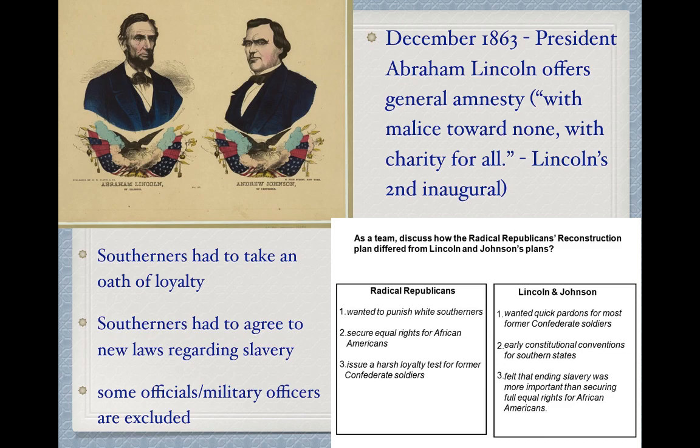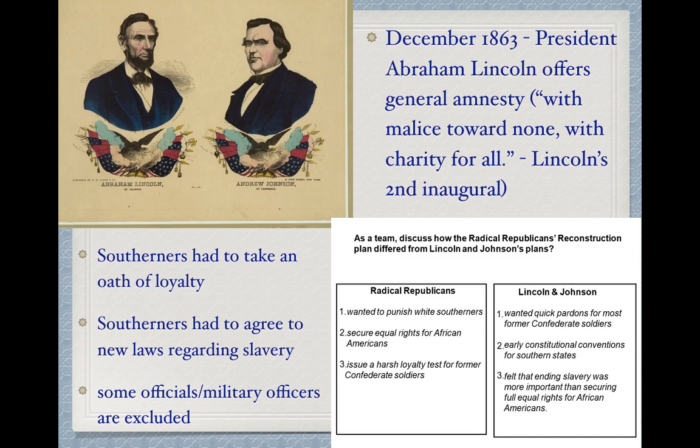So the idea here, towards the end of the Civil War, when it seems like the North needs to come up with a plan for what reunification will look like, in December of 1863, President Lincoln is going to offer general amnesty. Basically, everyone come on back in. If you rejoin the Union, nothing bad is going to happen to you. His second inaugural address includes this quote, "With malice toward none and charity for all."